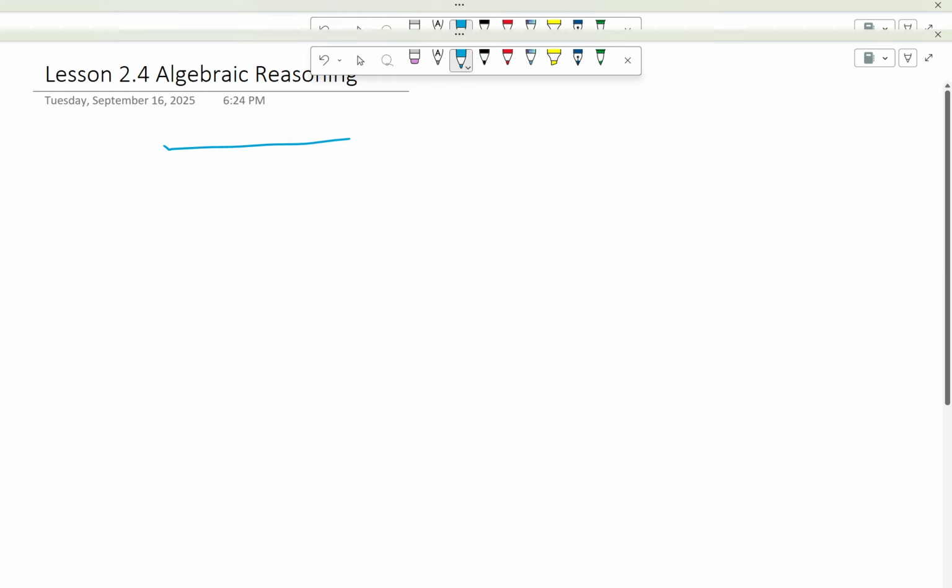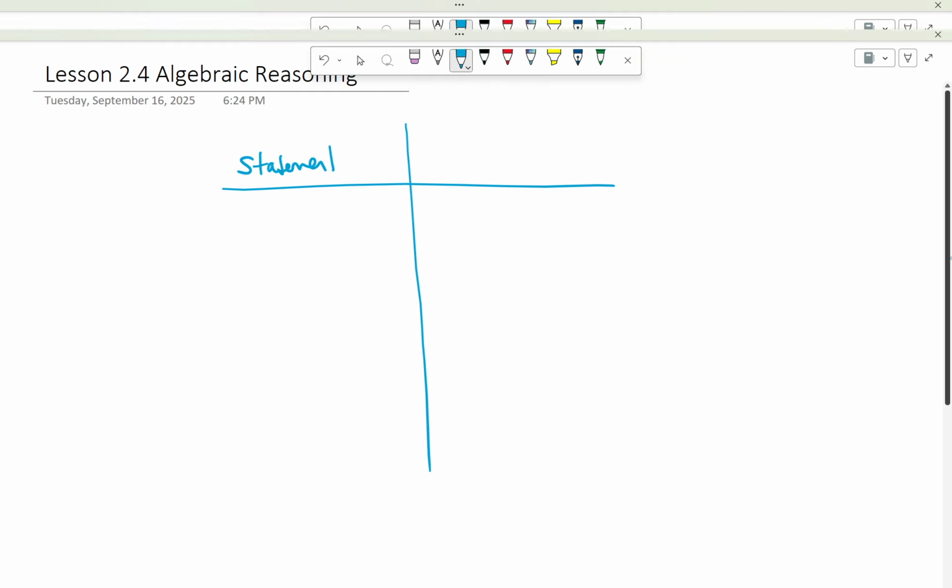As we're working through the world of algebraic reasoning, we're now going to start the world of two-column proofs. The two-column proof is the only type of proof that we're going to perform in this class. The two columns will look like this. We'll draw a big T. The left side will say statements, and the right side will say reasons. This is how we're always going to set up these two-column proofs.